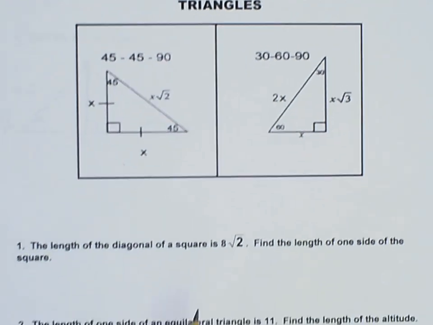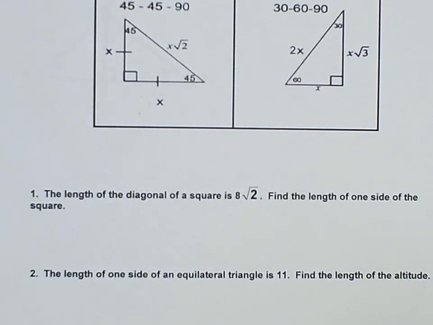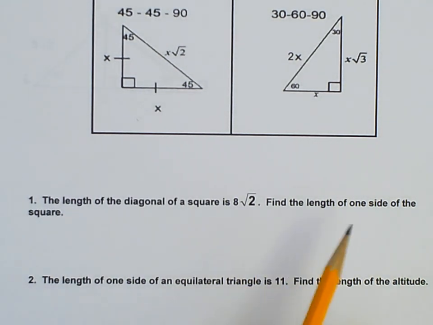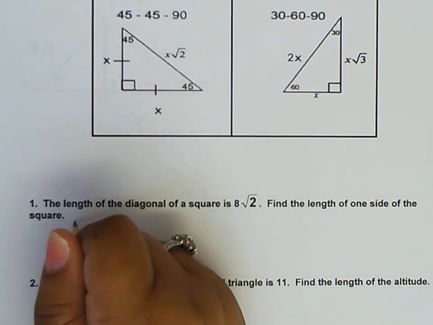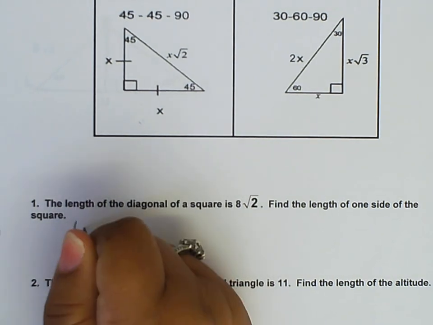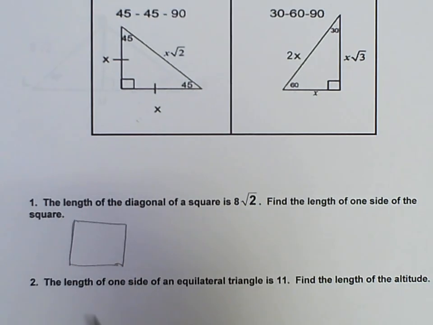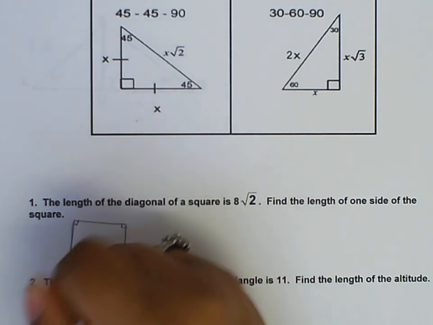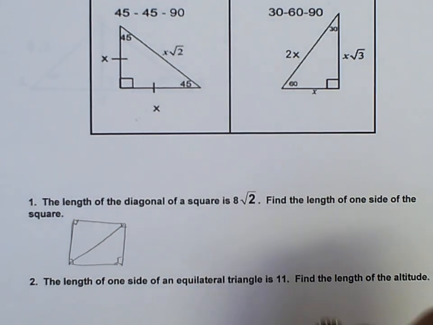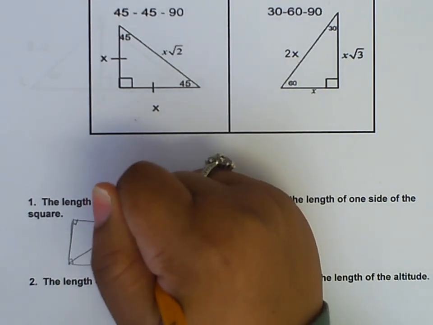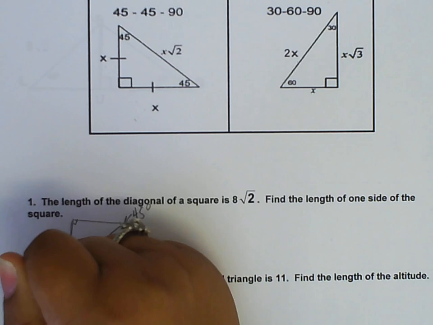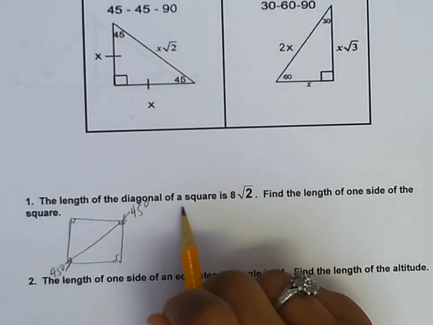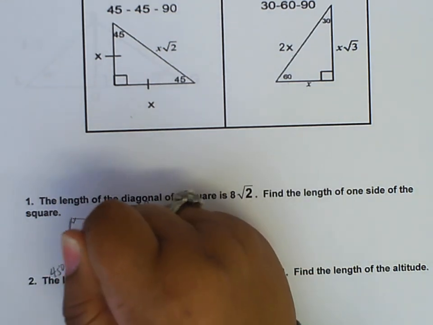So let's look at number 1. It says the length of the diagonal of a square is 8 radical 2. Find the length of one side of the square. The first thing you might want to do is draw yourself a picture. We know that these are all 90 degrees, so if you were to split it, they now are 45. And we know that the diagonal was 8 radical 2.